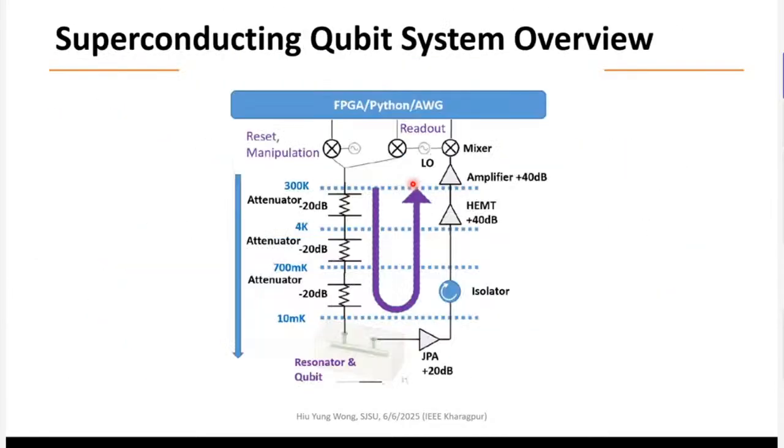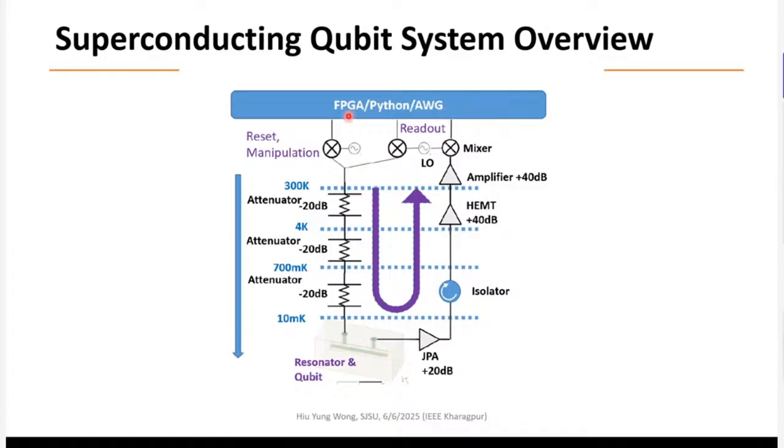Okay, so the final part of this talk is that now I want to go into more detail about how we operate and design a superconducting quantum system. So now I hope you can appreciate this talk is FPGA, Python programming, arbitrary waveform generator. All of you have taken or are going to take these classes in your degree, right? High-speed electronics, digital signal processing, what else?